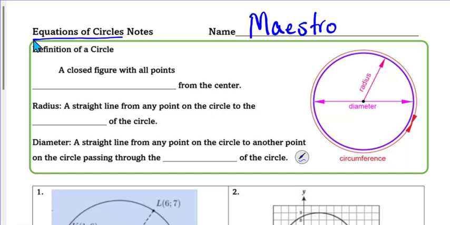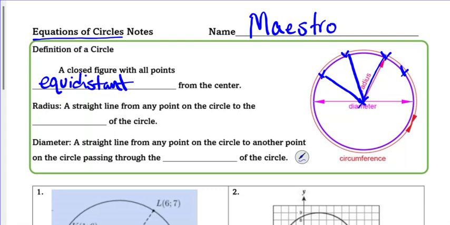It's a closed figure with all points that are equidistant from the center. All that really means is that they're the same distance away from the center point. This is our center. Each of these points is the same distance away, and that distance is the length of the radius. The radius is just a straight line from any point on the circle to the center of the circle.